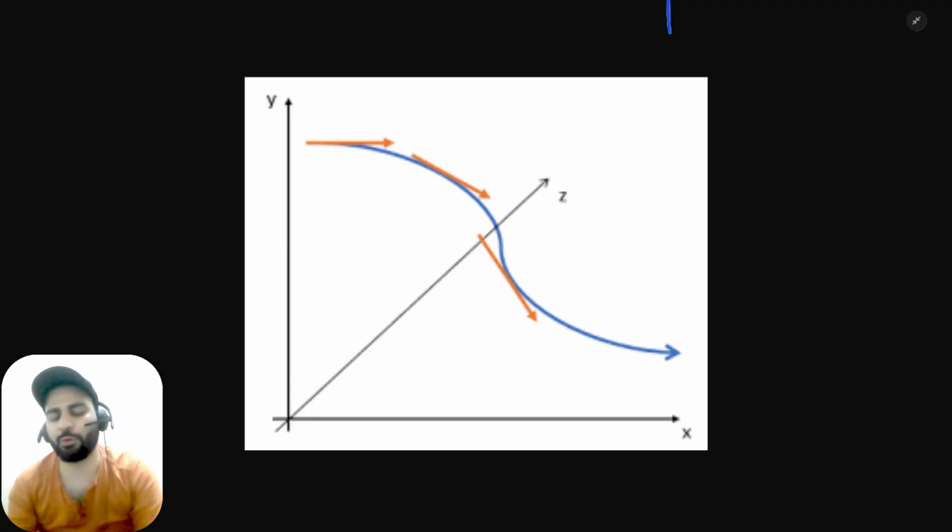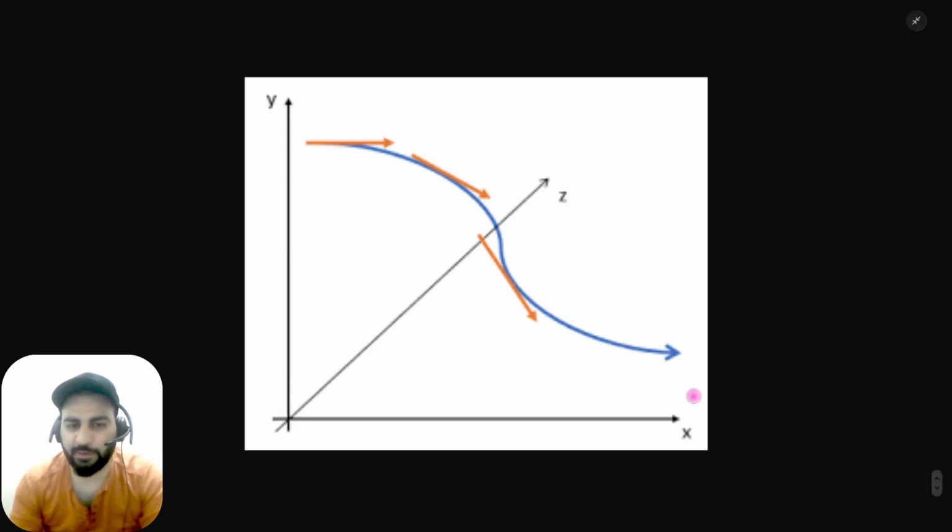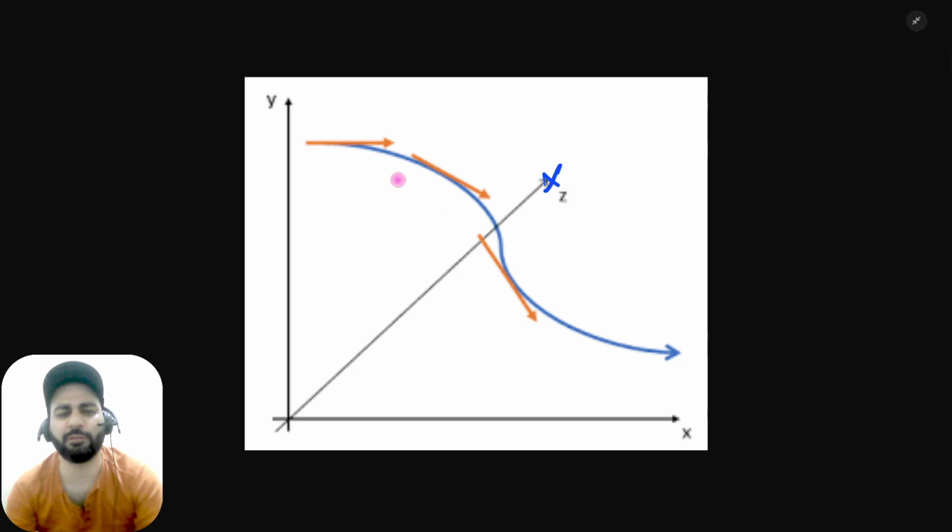Here, if you see, we have a 2D function. Here it is. So here, we have this x-axis and we have this z-axis. Let's suppose this z-axis is not there. Let's suppose that we have only a 2D function. So the functions that we have been plotting, x square.